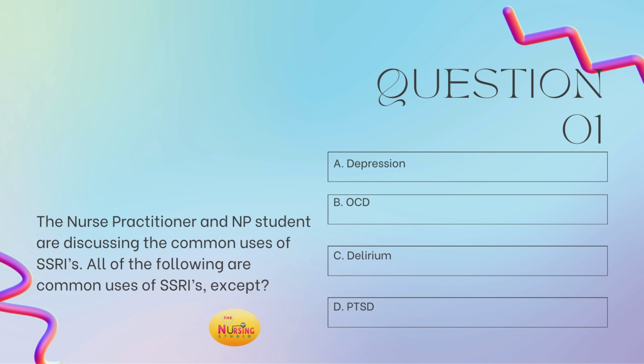So A, depression, we know we use SSRIs for that, right? So we can eliminate A. B, OCD, obsessive compulsive disorder. Yes, SSRIs are also used for that. C, delirium. No, you can eliminate C. D, PTSD. Yes, SSRIs are also utilized for that. So your best answer here is C, delirium.